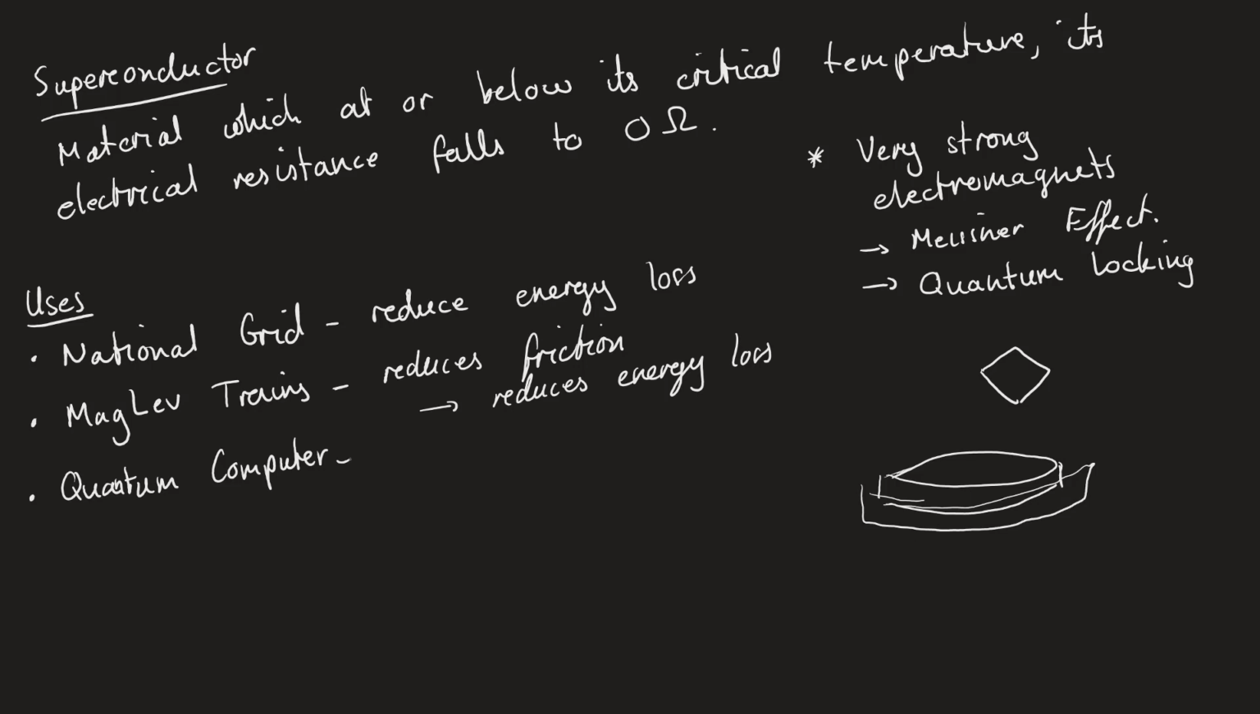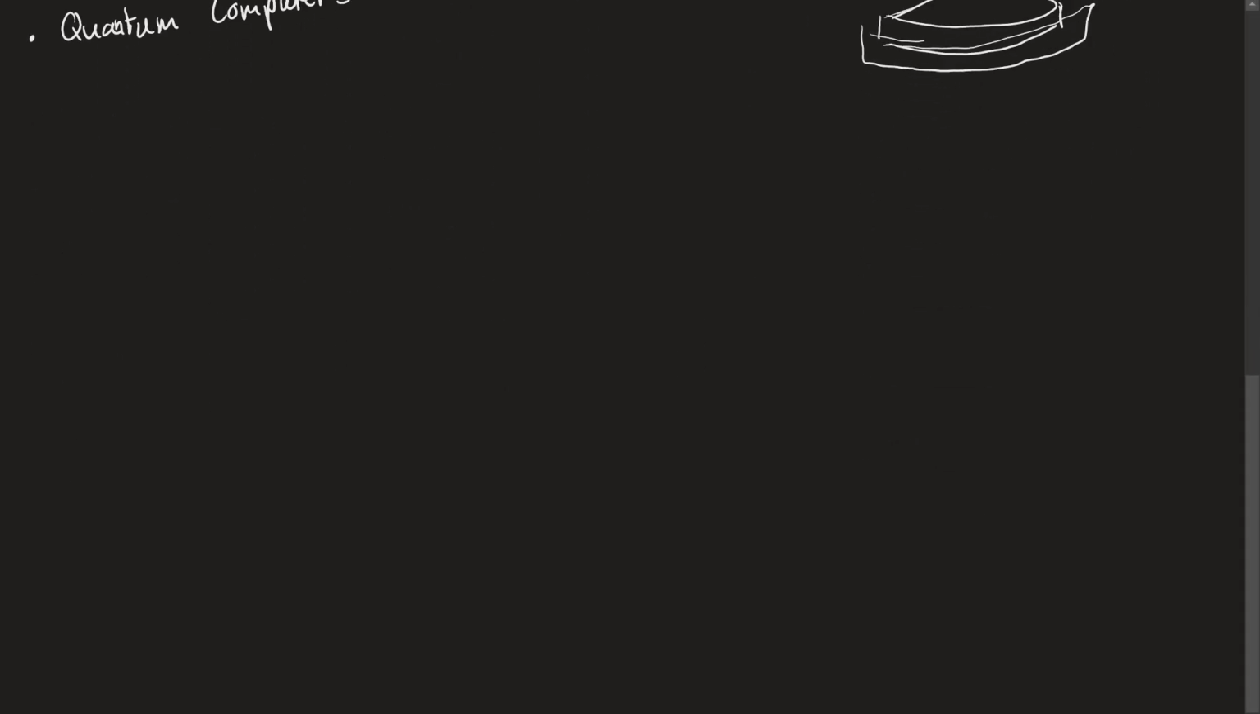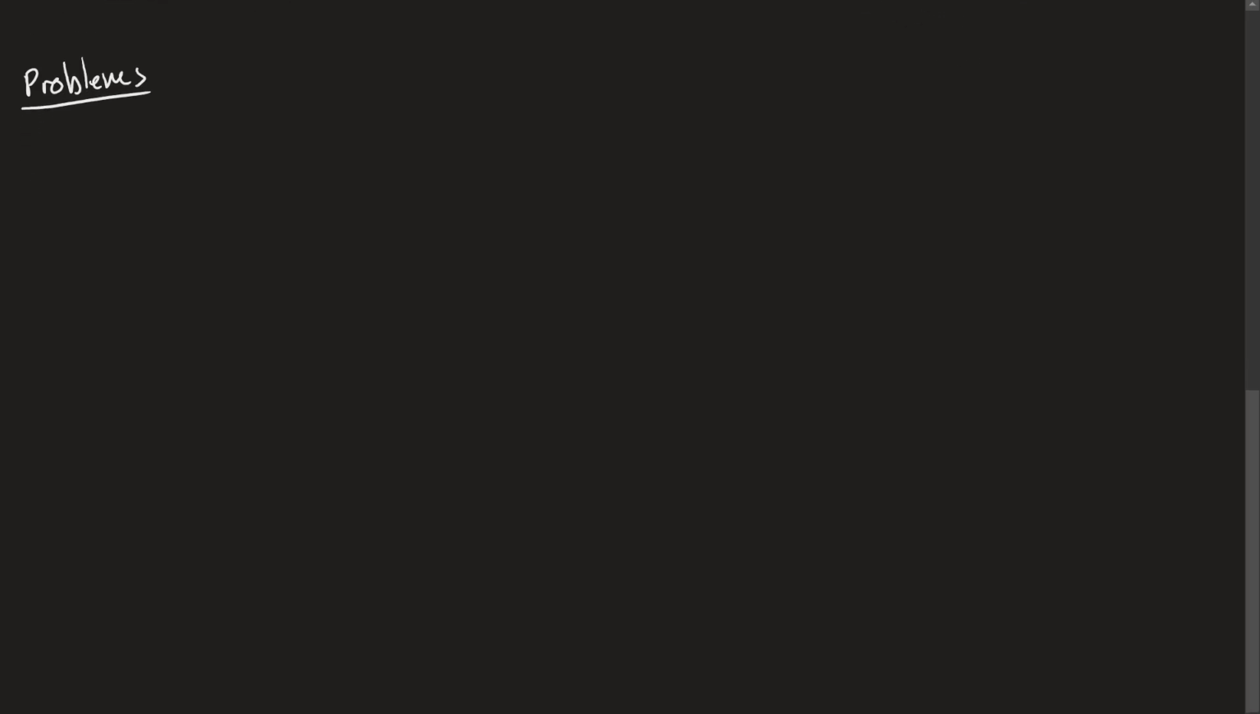But all of these uses come with a cost. We can't ever have something this perfect. If something was this perfect, surely we'd have done this all already. We'd have had superconductors in the national grid. We'd have maglev trains going everywhere. Why don't we actually put this into effect? So now let's look at some of the problems surrounding superconductors currently. The main problem that we have is the temperature that they have to work at.